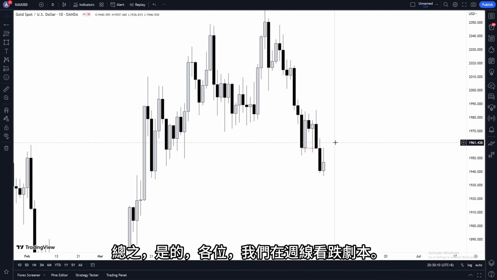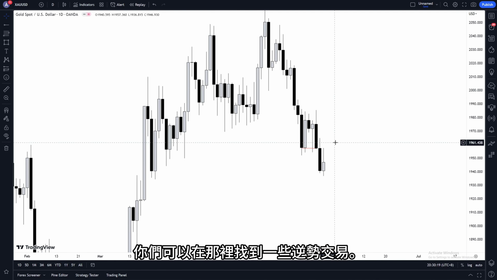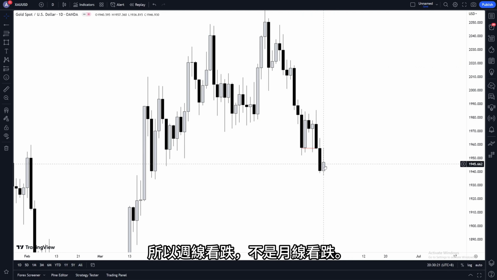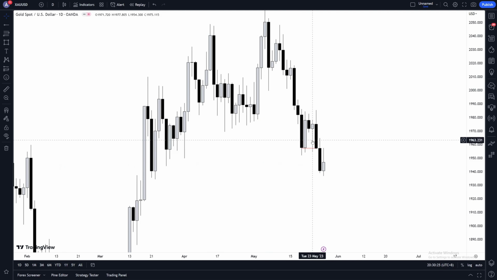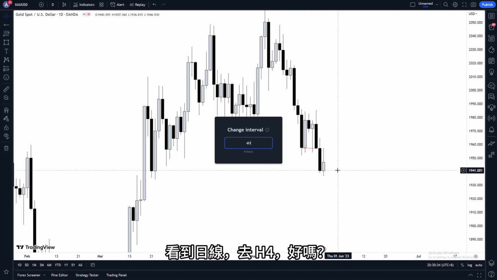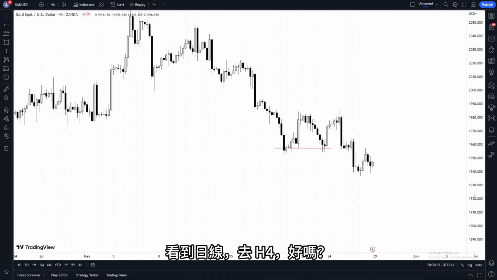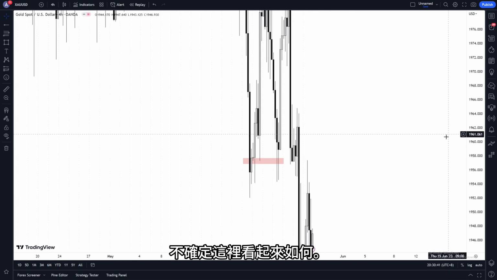Anyway, yes, guys, we're in a weekly bearish storyline. Your daily time frames are going to be the areas where you can find some counter trades. So, weekly bearish, not monthly bearish, weekly bearish. Okay? We can look at daily for our counter trade. So all I did, something super simple: saw the daily, went to the H4. Now I did this on my IC Markets, so I'm not sure how this looks. But anyway, I went to the H4.